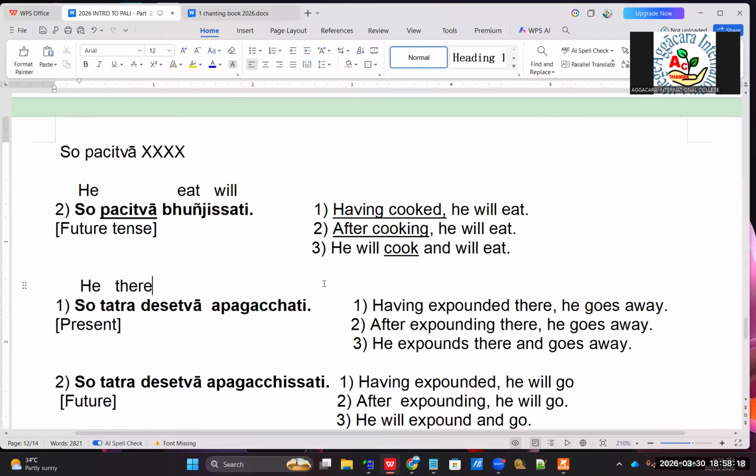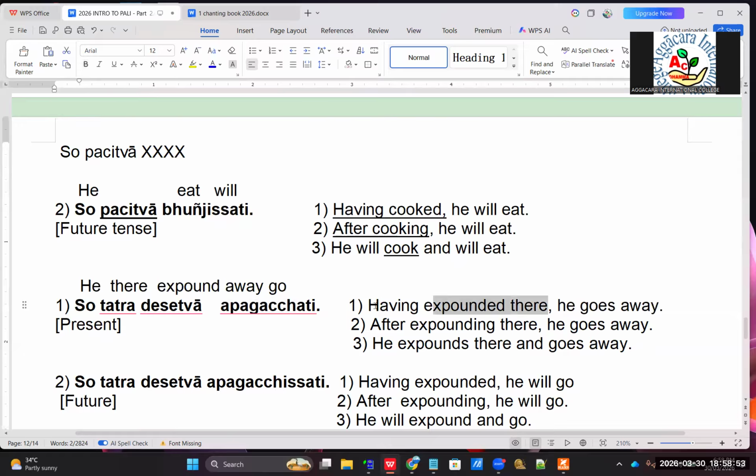Now the next example, also the same. He, tatra is there. Desetua means expound. Apagachati: apa is away, gachati is go. So go away. Look at here: he expounded there, he goes away. So you can translate in three ways. Having expounded there, for this sentence, I underline here. I will add this one.